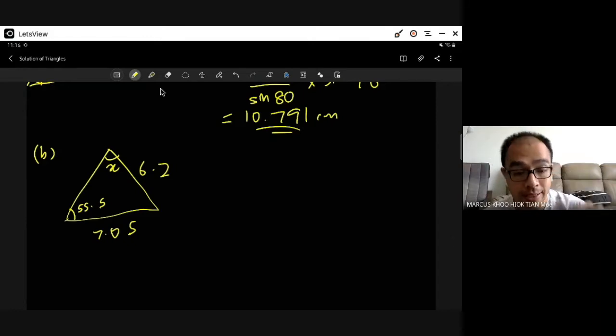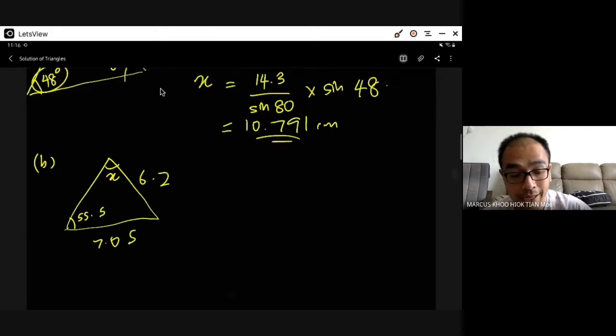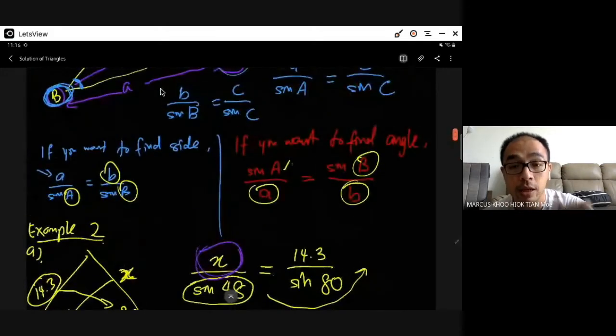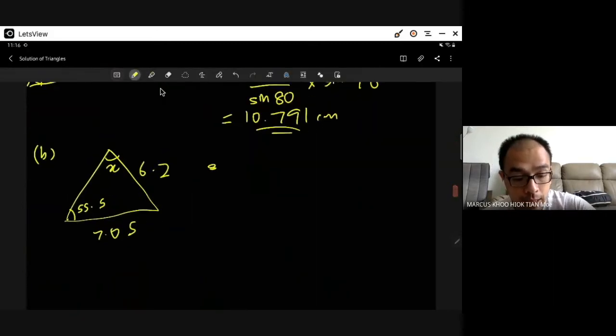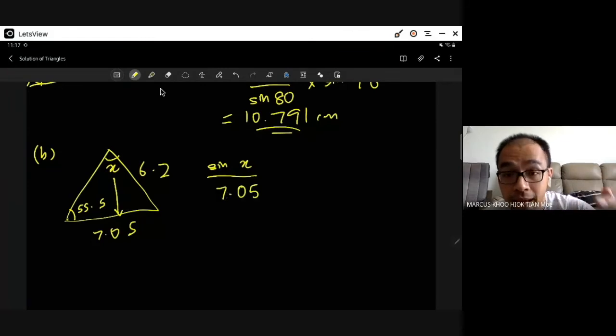So as I said just now, if you want to find the angle, you put the angle on top. Look at the red color side. So what happens is I put sine X. That's the one I want to find. Over what is opposite to sine X? 7.05. Because X is the angle. The angle must always be sine, not the side.